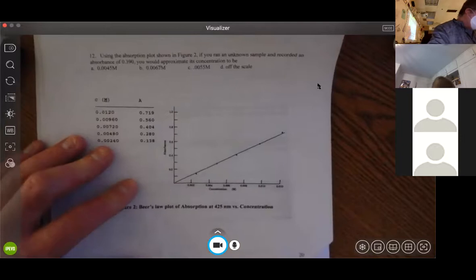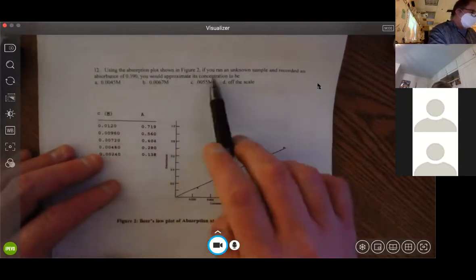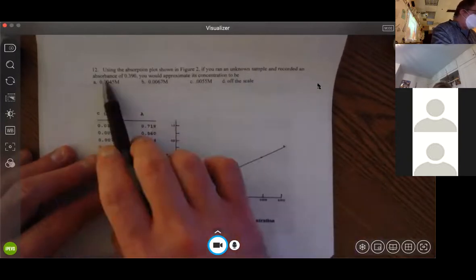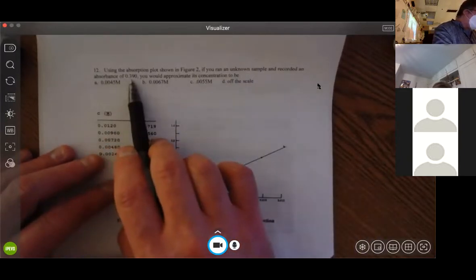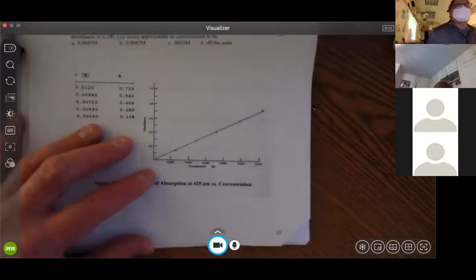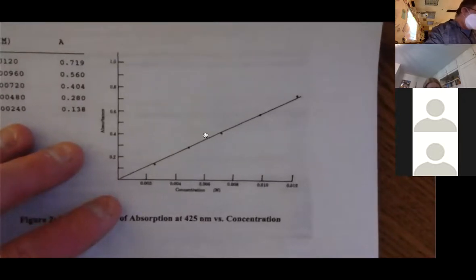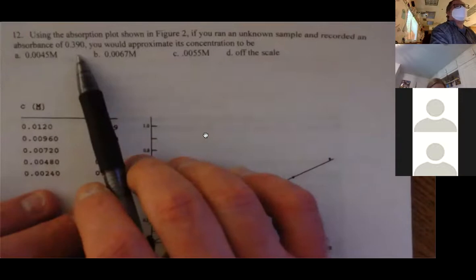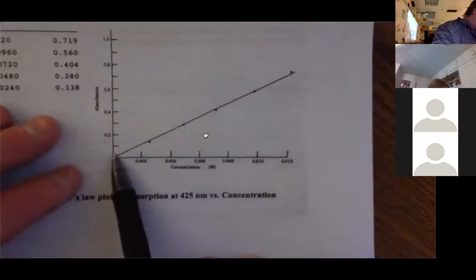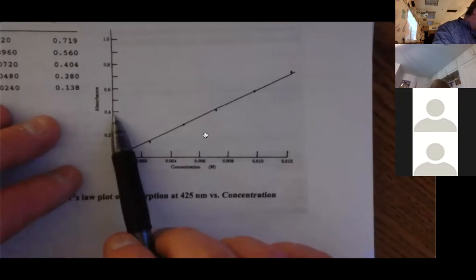So using the absorption plot shown in figure 2, if you ran an unknown sample and recorded the absorbance of 0.390, what would you approximate the concentration to be? So you will be doing some unknowns, right? So the absorbance is 0.390. So that's the reading that you get. Here's 0.2, here's 0.3, right about here's 0.390.